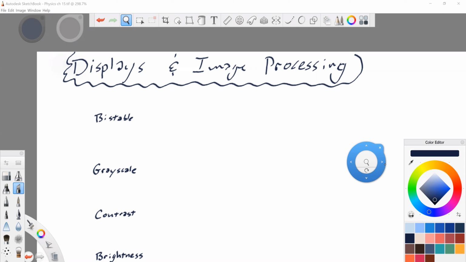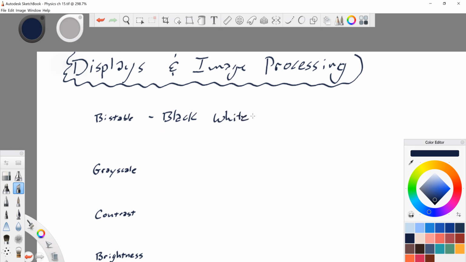But anyway, chapter 15, page 239, displays and image processing. Some of these concepts are pretty easy, so we'll fly through those. Some are not, so we'll go a little slower. Bistable. Well, that's basically another way of saying black and white, ebony and ivory.